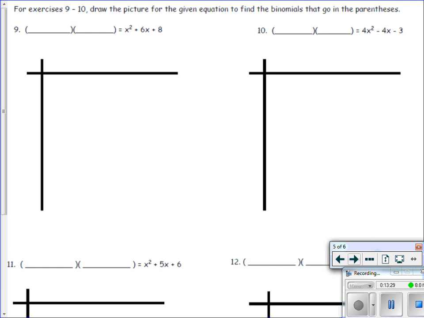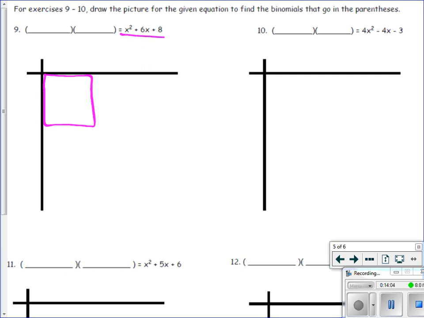So if we look at number 9, all we're given is this part. We need to figure out what were the two parentheses that made that. What's something we know is going to be set up? Okay. X squared going in this corner. We know that for sure. We need to keep the ones in mind. The ones and the x's are related. It depends on how I place my x on the side and on the bottom to create those ones.